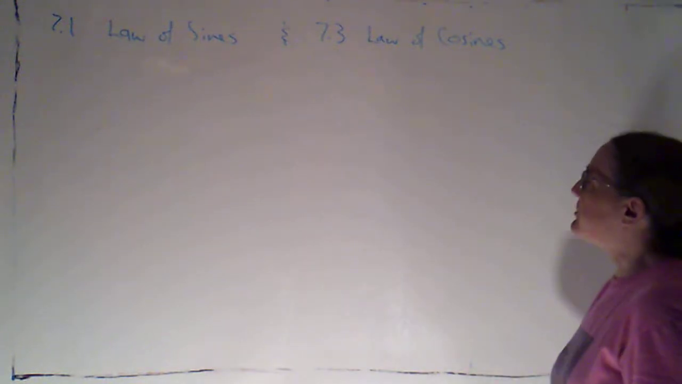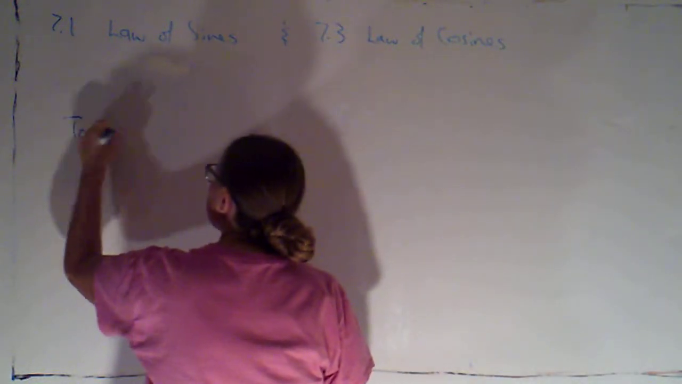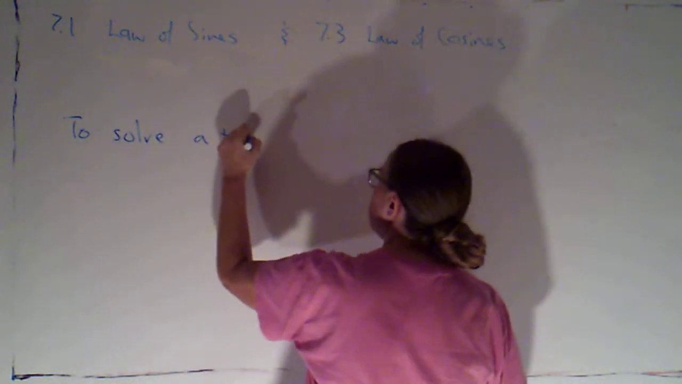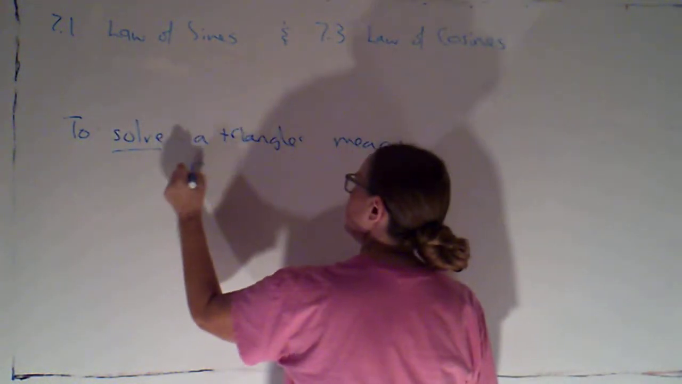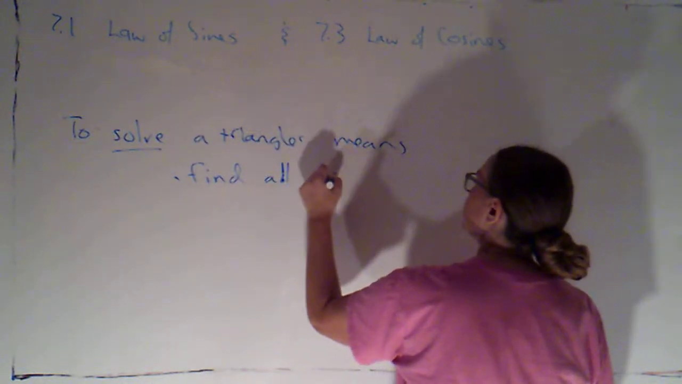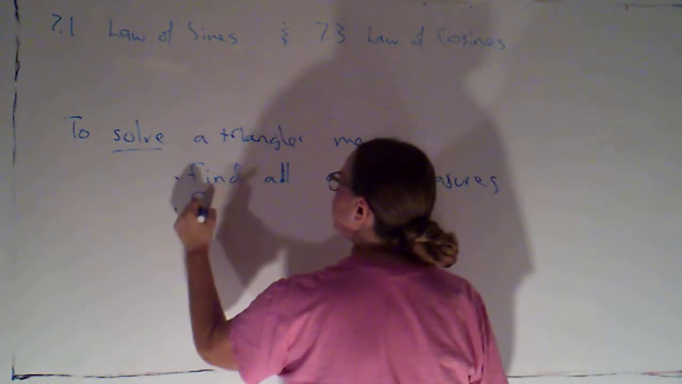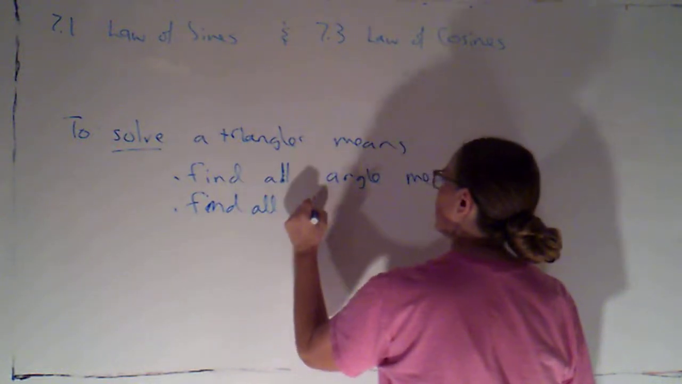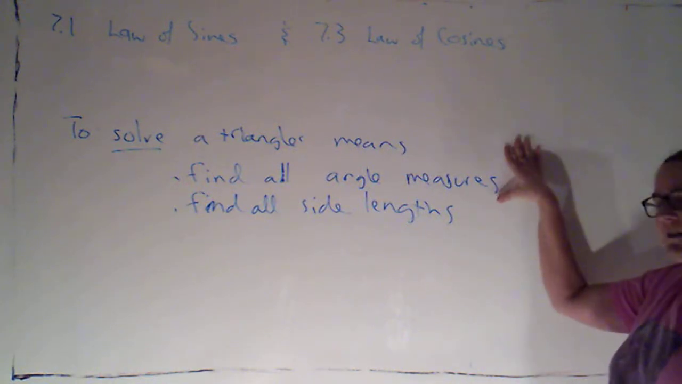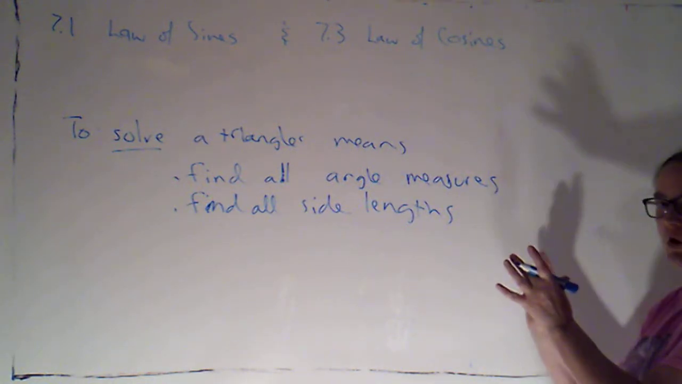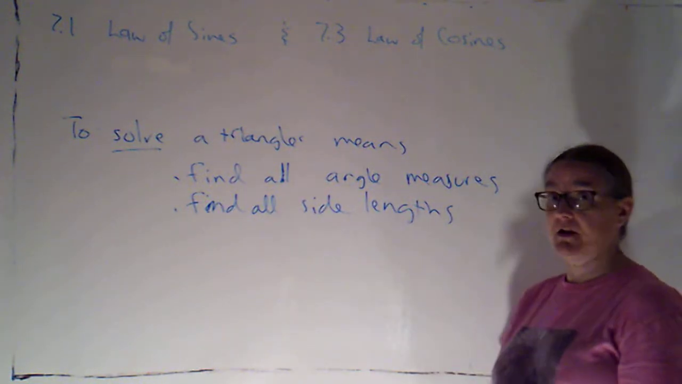Okay, so both of these are going to help us in solving a triangle. So let's remember, to solve a triangle means to find all angle measures. So that would be all three measures of all three angles. And find all side lengths. And we did this earlier this semester, but when we did it earlier this semester, we only solved right triangles. For that, we were able to just use SOHCAHTOA and the definition of our trig functions.